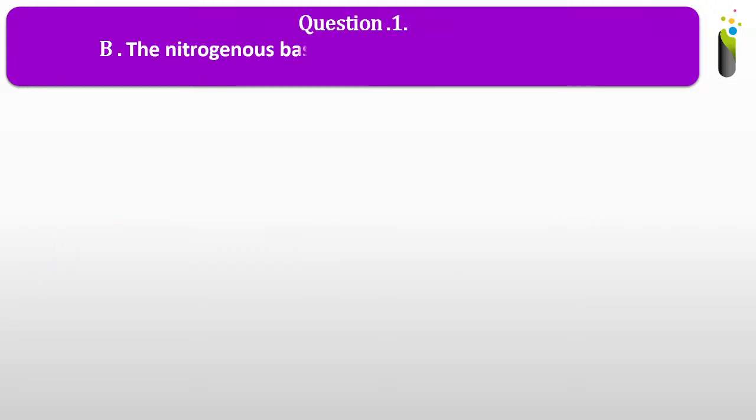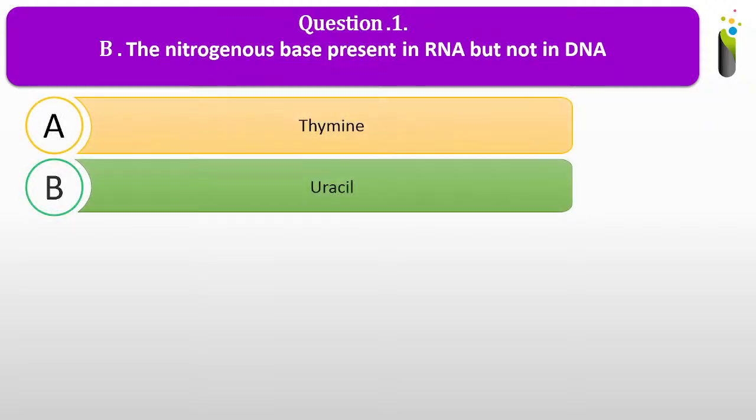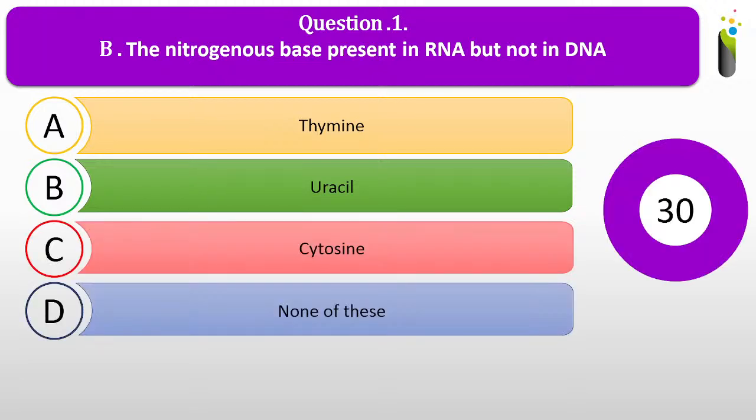Coming to question number 1B. The nitrogenous base present in RNA but not in DNA is dash. A. Thymine. B. Uracil. C. Cytosine. D. None of these. Which is the nitrogenous base that is present in RNA but not in DNA?